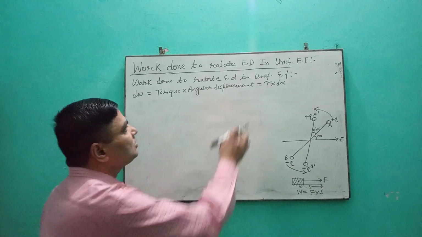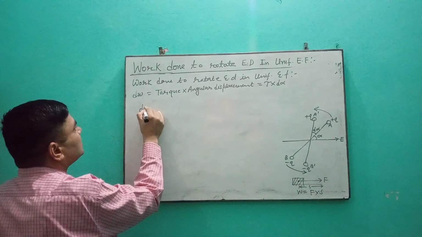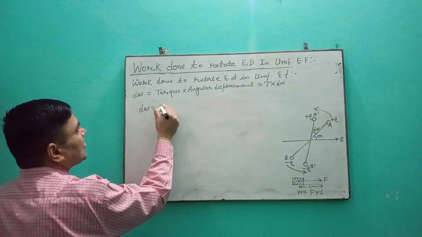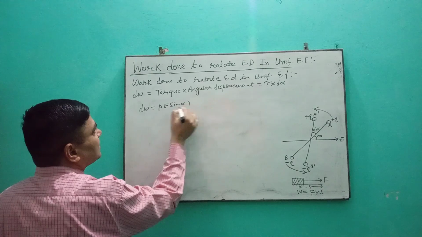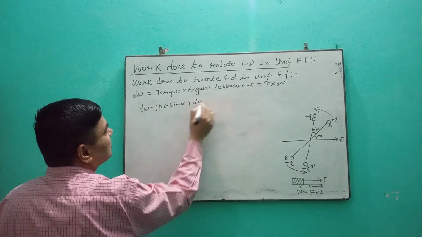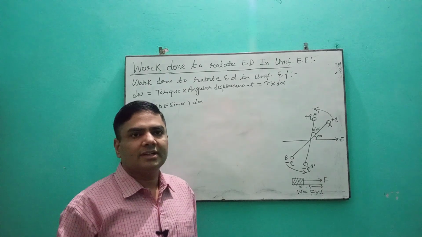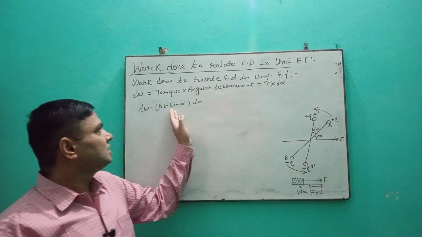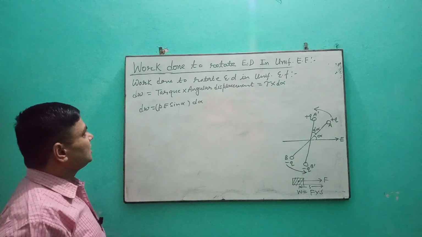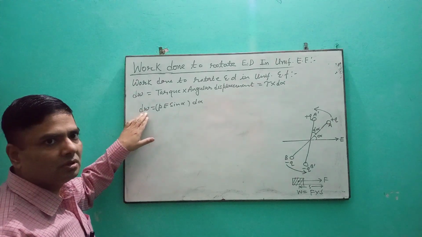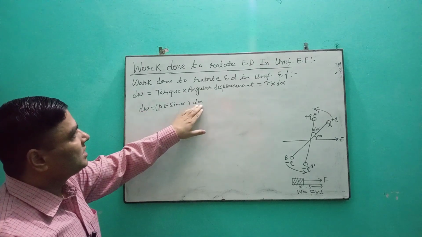Now the value of torque tau is given by dW is equal to P into E into sine alpha into d alpha. This is the value of torque tau working on our electric dipole. We have studied this formula in our previous lecture. dW is the infinitely small work done to rotate the electric dipole through an angle d alpha.